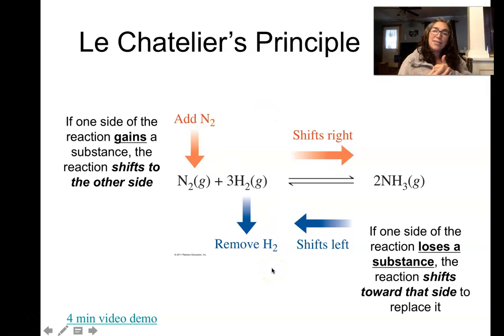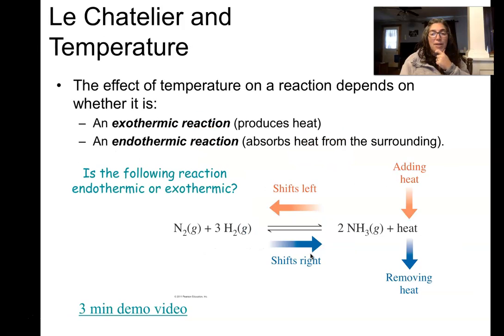If you subtract is another thing you can do. If you subtract reactant, you're going to shift toward that side in order to replace it. So if you lose a substance from one side, you're going to shift towards that side. If you take away product, you'll shift towards the product, which would be shifting right. So those are two ways to shift an equilibrium: to either add more of a substance or remove some of a substance.